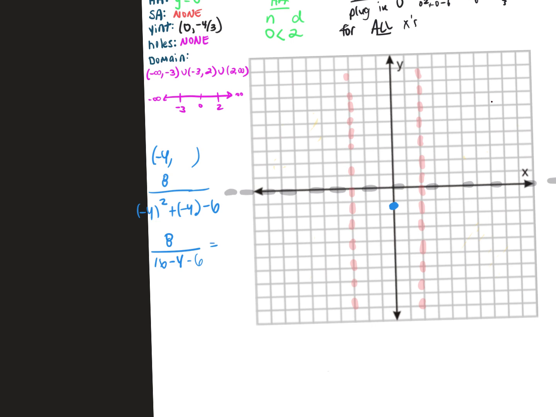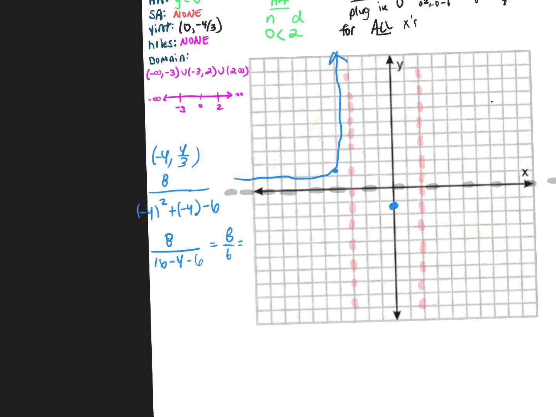12. And what's 12 minus 6? So you get 8 over 6, which reduces to 4 over 3. So 4 over 3. So -4 and 4/3. Is that above or below your horizontal? It's above. So you know that your boomerang is going to exist right here.